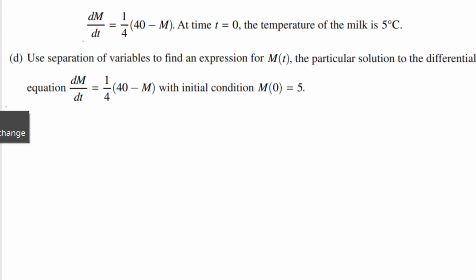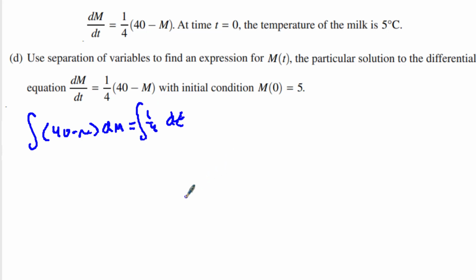Then comes the great problem of separating the variables. We're going to separate our variables and find a particular solution. This is one of my favorite things to do. The first thing we get a point for is separating my variables: 1 over (40 minus M) dM equals 1/4 dt. And you can see I separated my variables. That's worth 1 point.